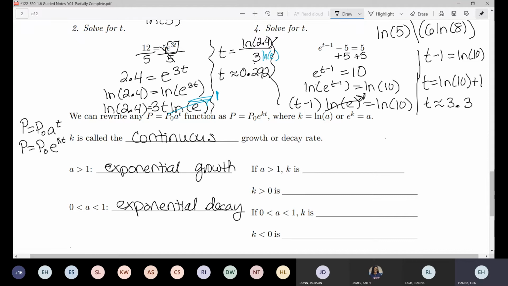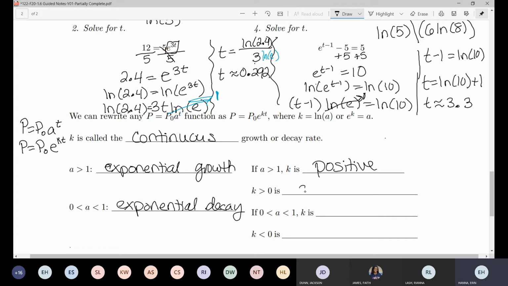We're going to have similar relationships for the k value. So if a is greater than 1, then its associated k value, because we can always find essentially the equivalent form. So even if you're given one, you can always jump over to the other, which is what we'll see in a hot second. So if a is greater than 1, then the k value would turn out to be positive.